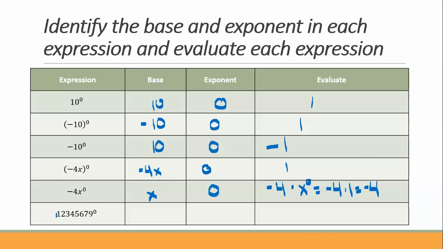This last one, we have 1, 2, 3, 4, 5, 6, 7, 9 to the 0 power. So our 0 is our exponent. 1, 2, 3, 4, 5, 6, 7, 9 is our base. Even though it's a huge number, it's to the 0 power, so that's equal to 1.